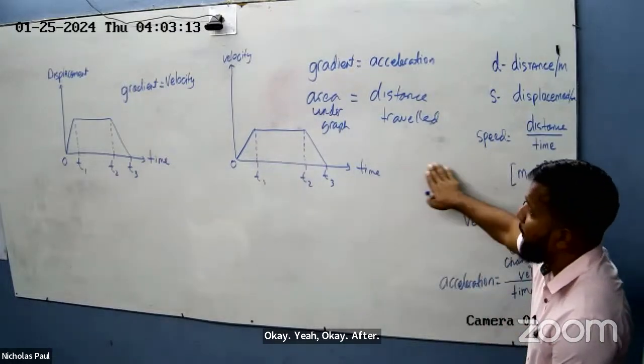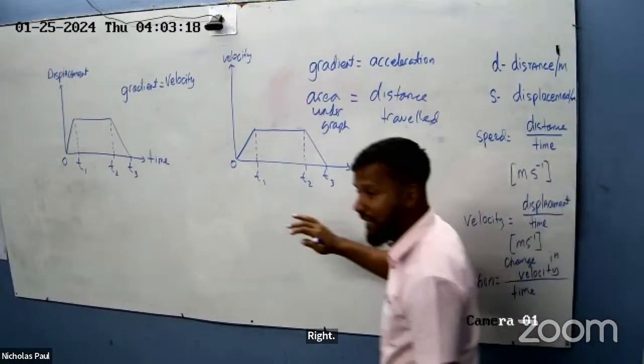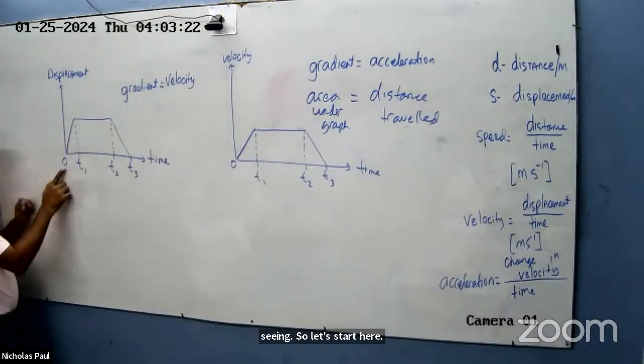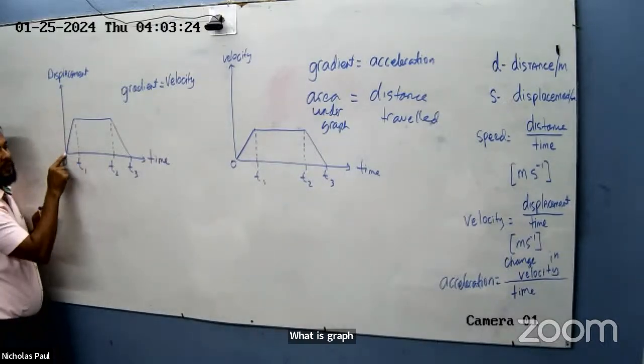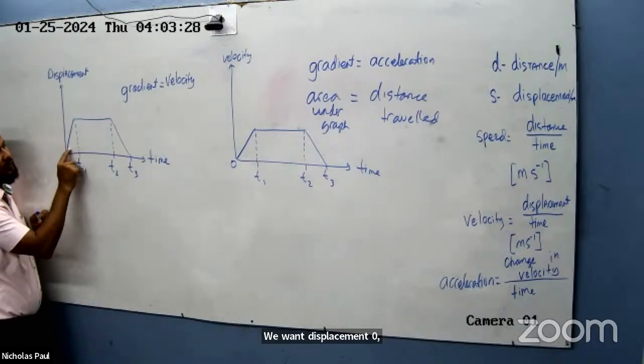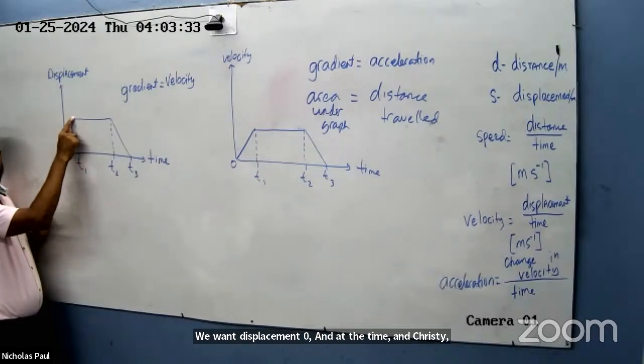Right. Good. So we need to understand what the graph is saying. So let's start here. What is the graph saying? This graph is saying that at time 0, we want displacement 0. So it's at some starting point. And as the time increases, the displacement increases. So you move further away from a starting point.